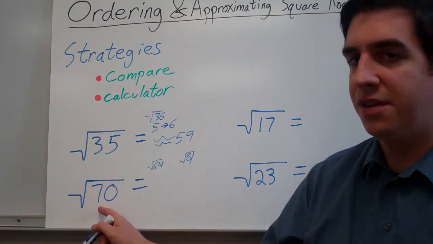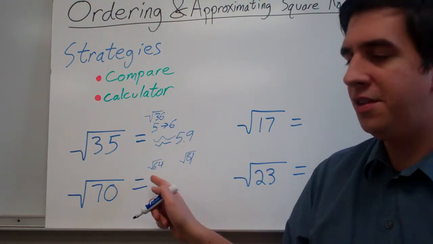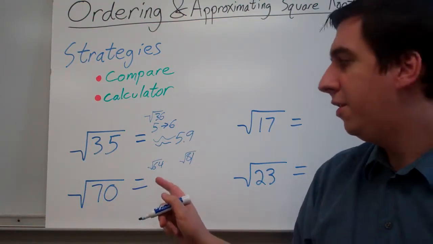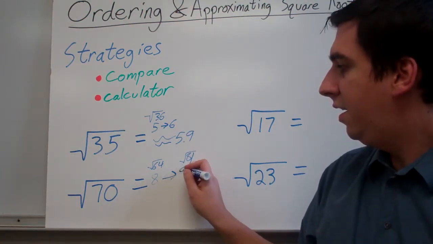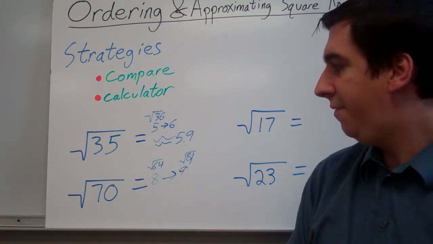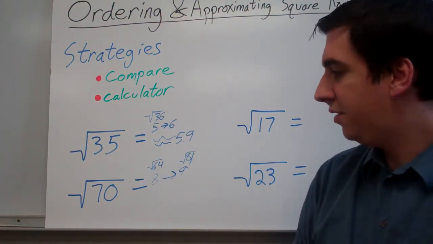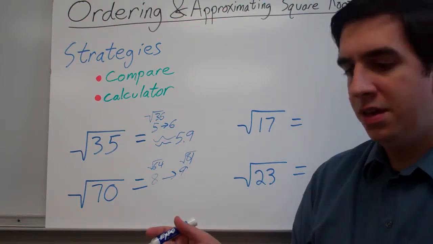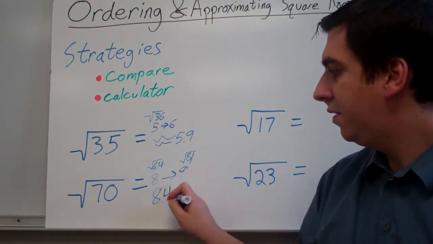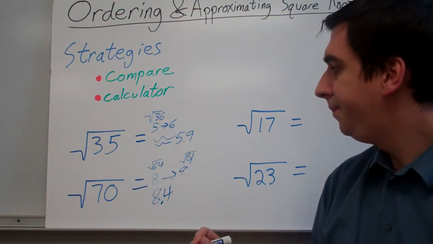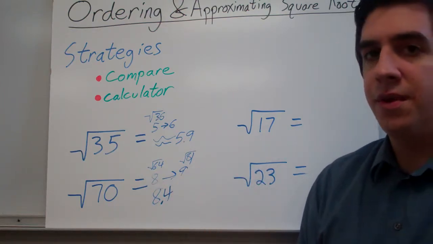The square root of 70 is between two perfect squares, which is between the square root of 64 and the square root of 81. So I know that it's between 8 and 9. And it's just about halfway in between. Let's check that out on the calculator. I'm going to punch in the square root of 70, and I'm going to get about 8 and 4 tenths when I round. So was it between 8 and 9? Yeah, it was.